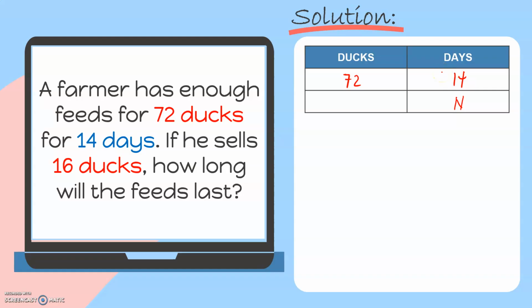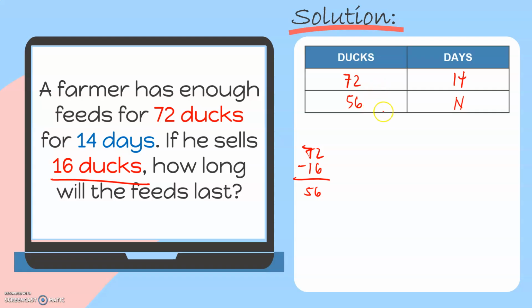Now, should I put 16 under the ducks? No, because 16 ducks is the number of ducks sold by the farmer. So what we need to put here is the remaining number of ducks. And how will we get that? We simply have to subtract 72 and 16 for us to know how many more ducks were left to the farmer. Okay, and 72 minus 16 will give us 56. So we'll put 56 here.